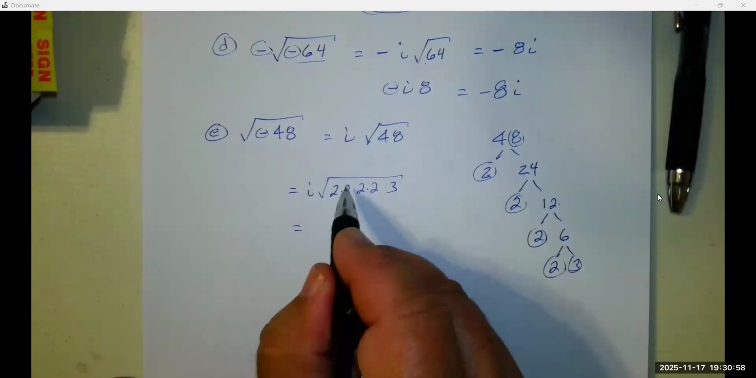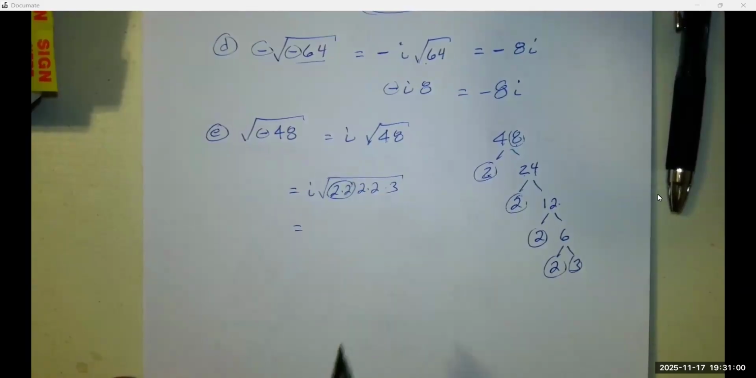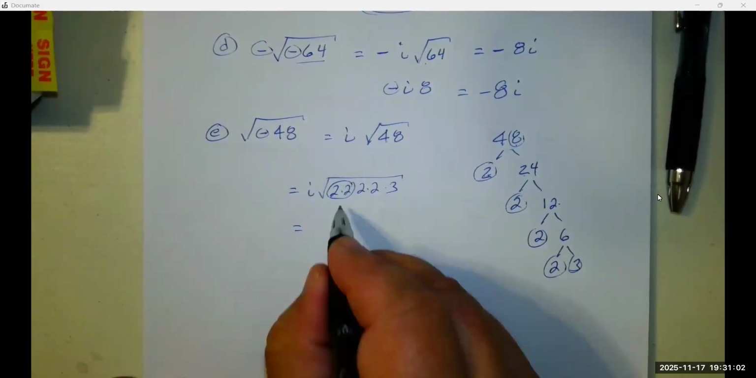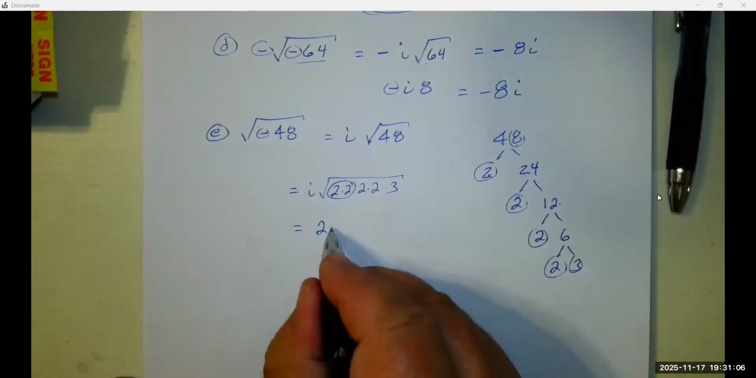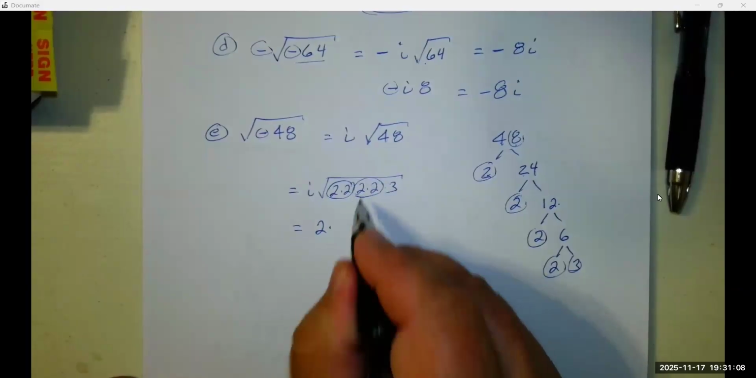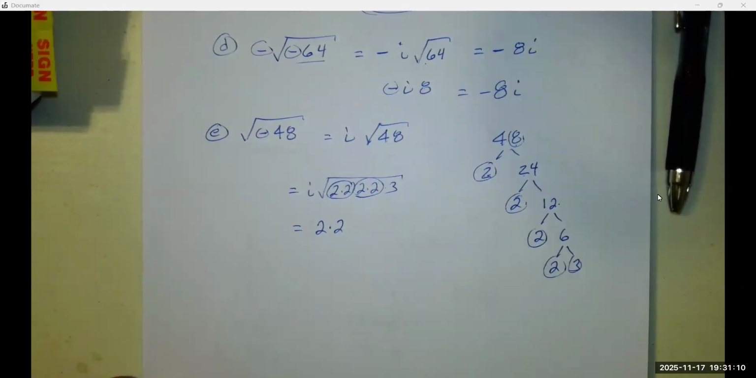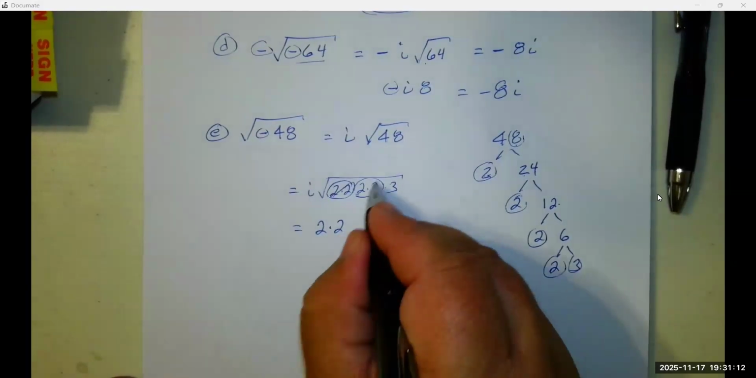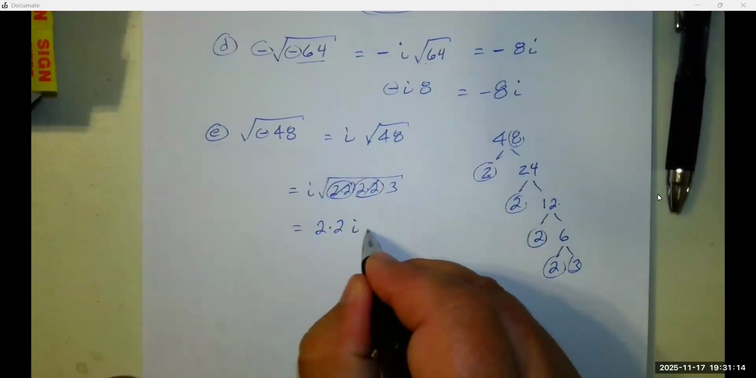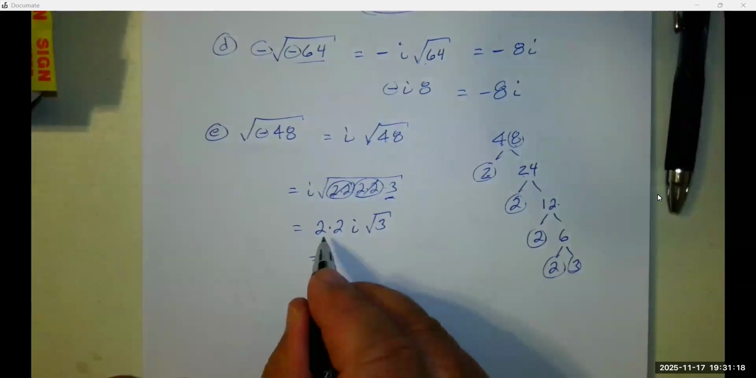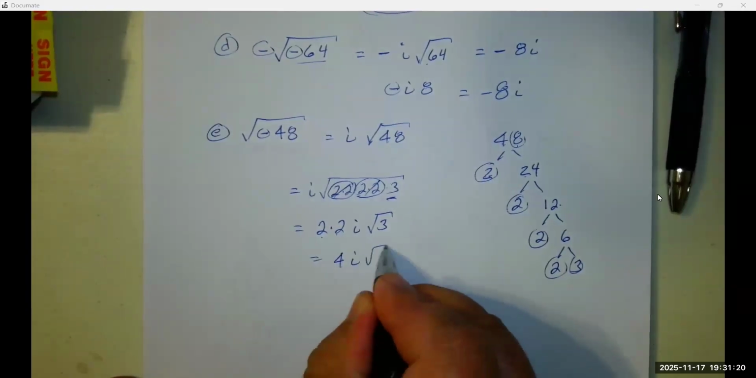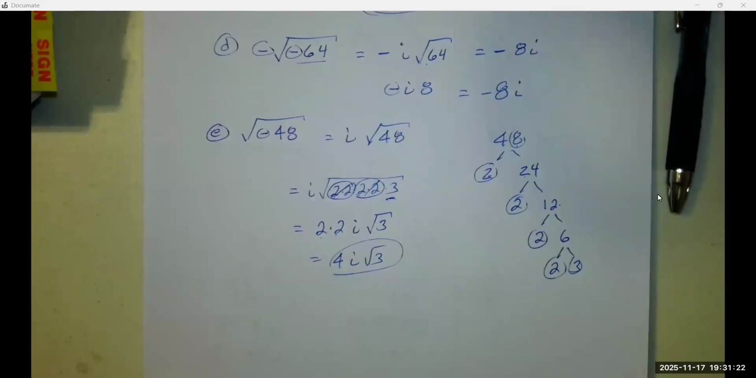Because it's a square root, we look for pairs of the same numbers. So there's two 2's inside there. It comes out as a 2. There's another pair. It comes out. So there's i in front, and we're left with square root of 3. So it's 2 times 2 is 4, i square root of 3.